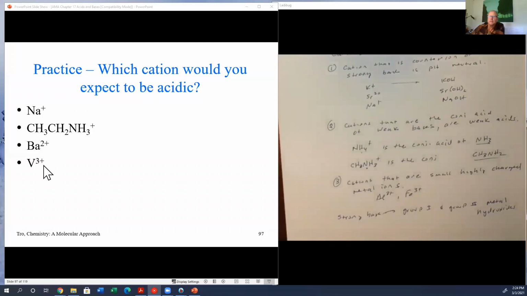Vanadium 3+. Acidic, right? Small, highly charged metal. Yes, 3+ is the most common. I don't think there are any even above that. It's just pretty much 3+.